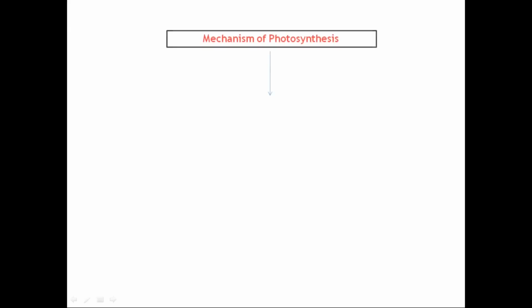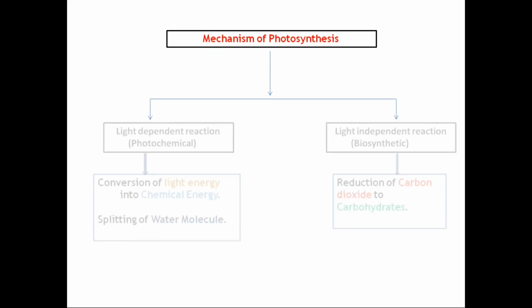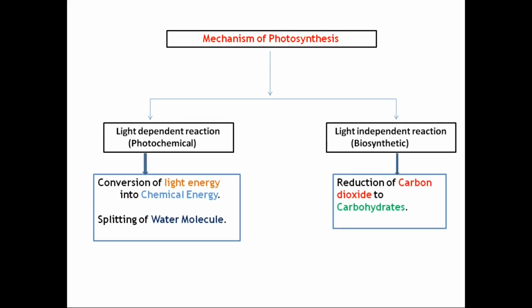Now, let's move on to the mechanism of photosynthesis. The conversion of carbon dioxide and water to form sugar and oxygen is not a single step process. Although we summarize it in one equation, it is not simple. It takes place in two major phases, that is, light dependent reaction or photochemical phase and light independent reaction or biosynthetic phase. Now, let's go through the first phase, that is light dependent reaction.